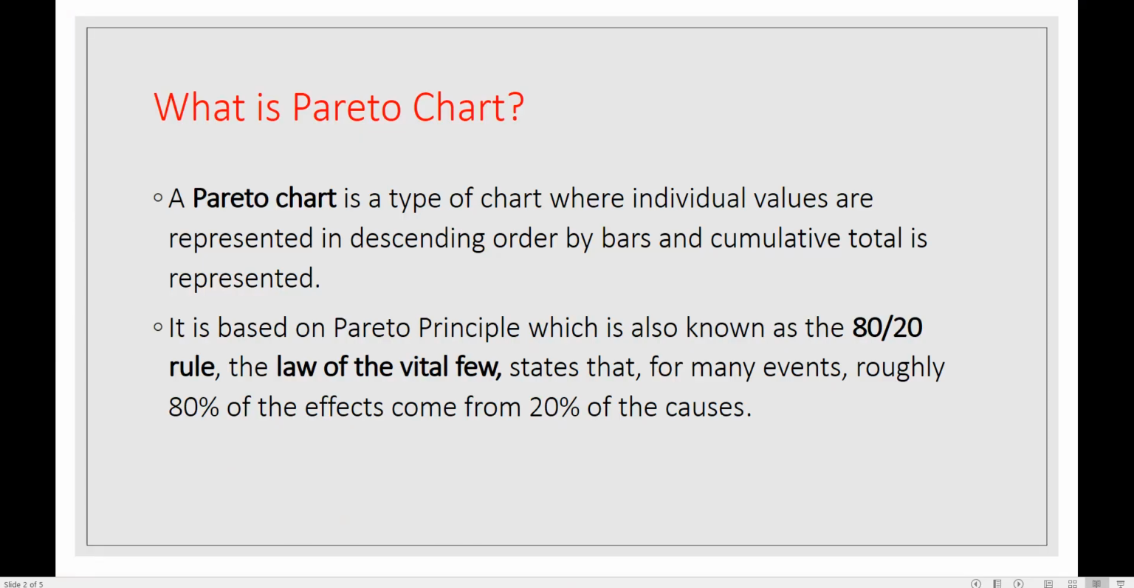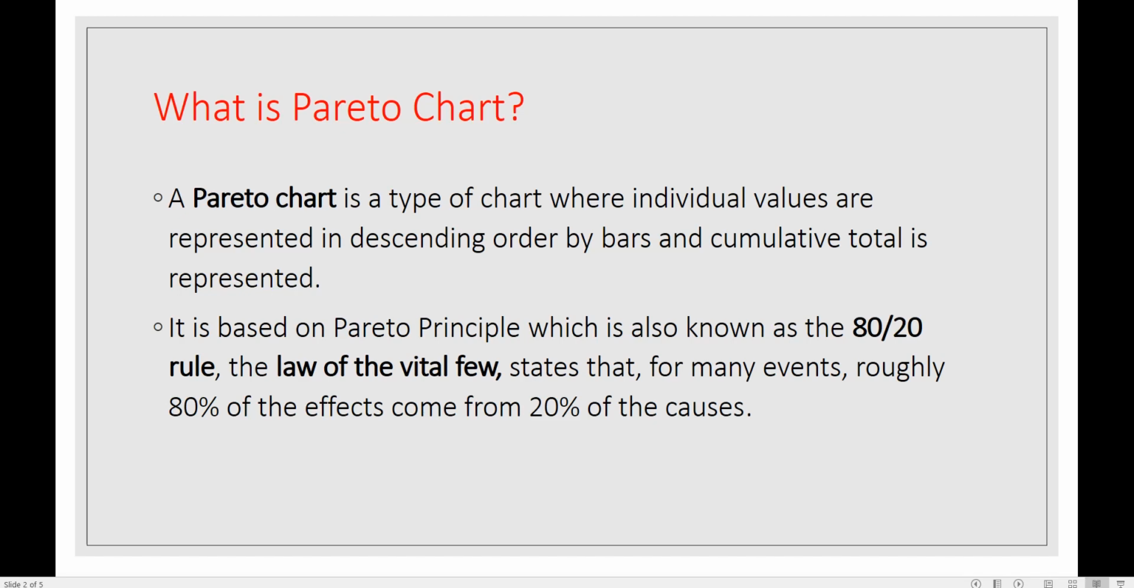Let's understand what a Pareto chart is. This is a kind of chart where the values are represented in descending order by bars, and a cumulative total is represented on top of that. It is based on the Pareto principle, also called the law of the vital few, which is based on the 80-20 rule. This means that the majority of effects come from a few causes, or that 80% of the effects come from 20% of the causes.